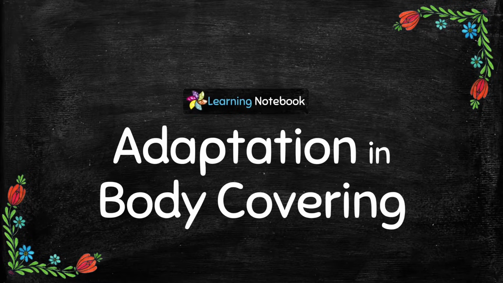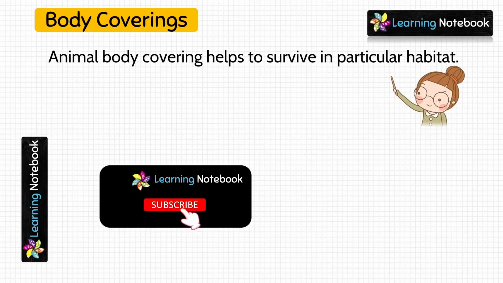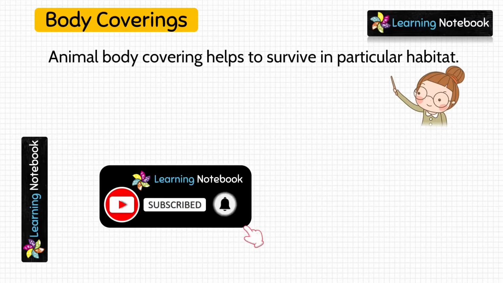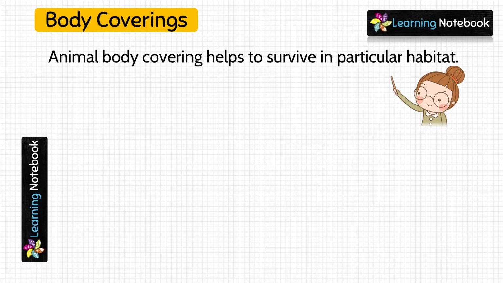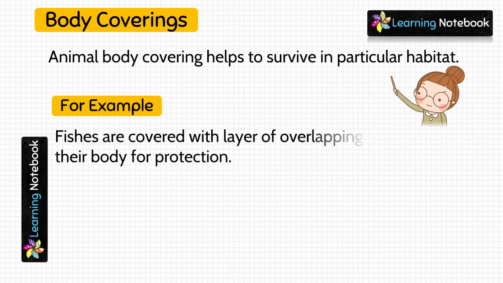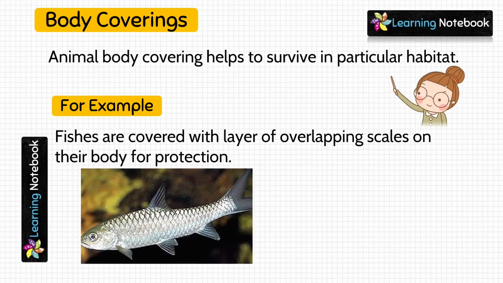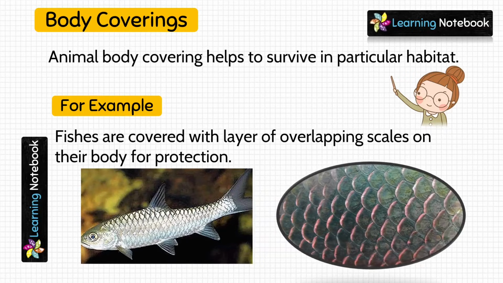First, let's understand adaptation in their body covering. Animal body covering helps them to survive in particular habitat. So, depending on their habitat, animals have special body coverings. Let's see some examples. Fishes are covered with layer of overlapping scales on their body for protection. As you can see here, these are layer of overlapping scales on the fish.